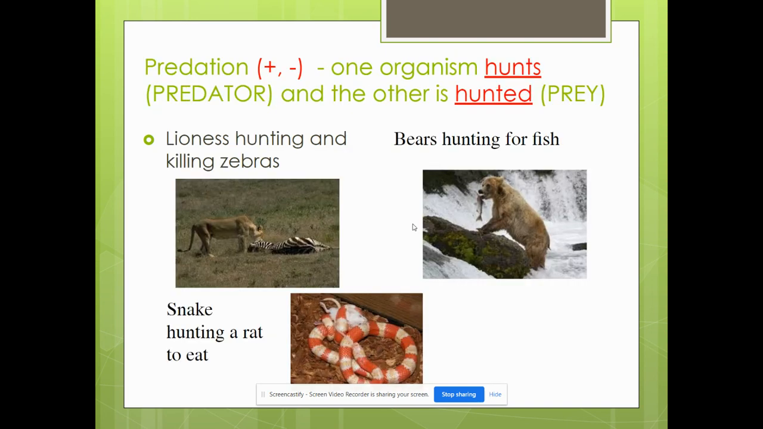Predation is where one benefits and the other one doesn't. One organism hunts, which is the predator, and the other is hunted, which is the prey. Like a lioness hunting and killing zebras, or a bear hunting for fish, or a snake eating a rat.